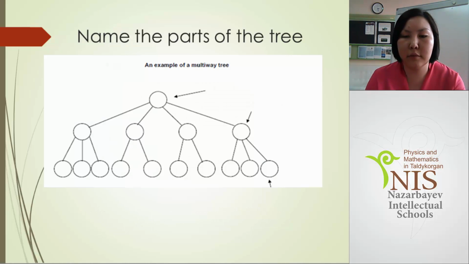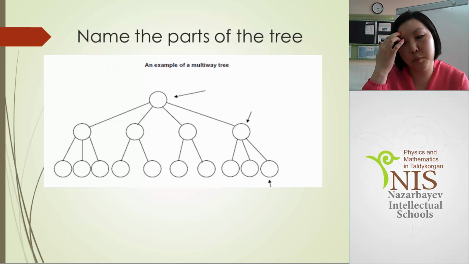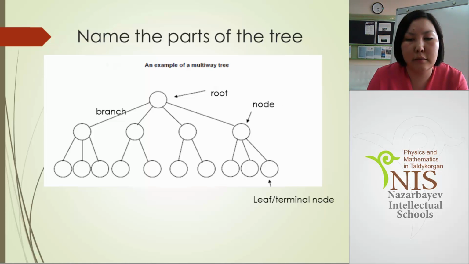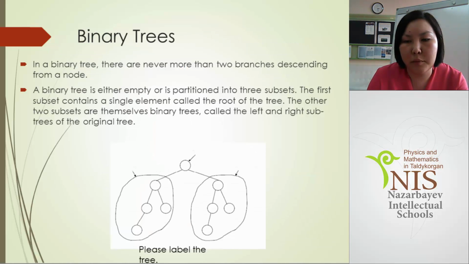Let's look at this diagram and just label these main parts. Here we see that the parent node is called root, and we see the internal node that is called also just node. We see the branches coming out from roots or nodes, and the leaf or terminal node that have no nodes coming out from them. What is binary tree?